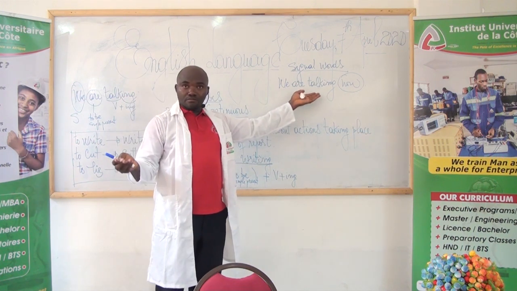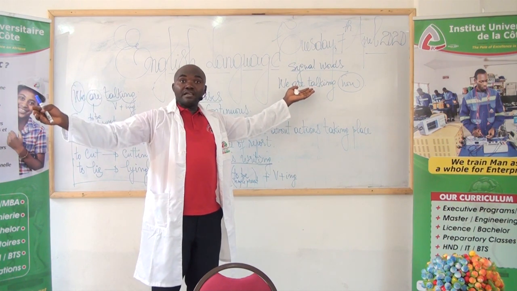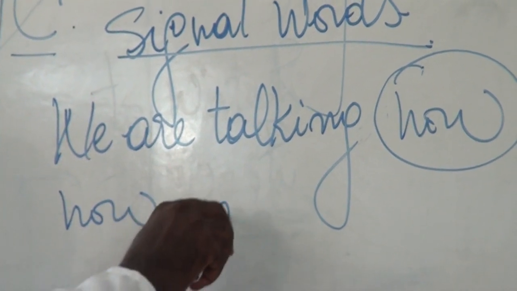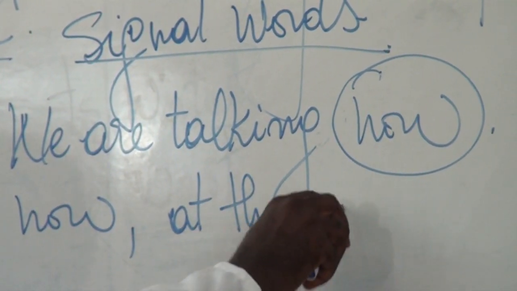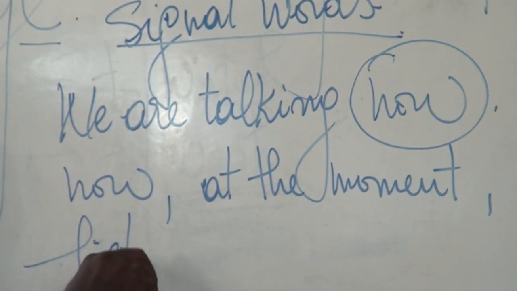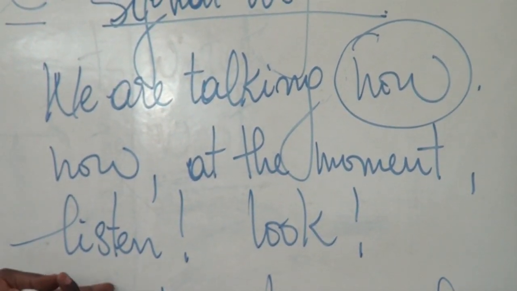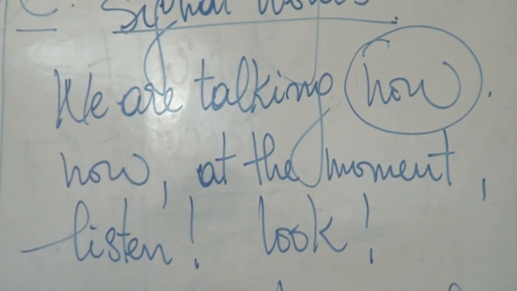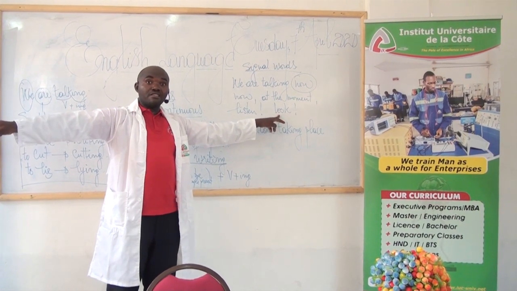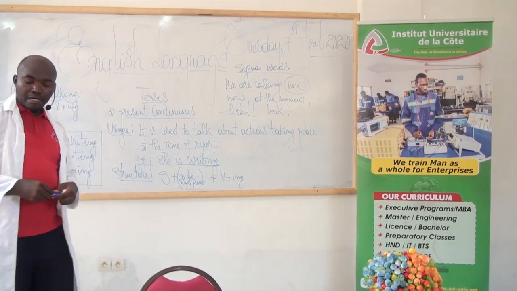Okay, there are other signal words, so words that go with the present continuous. For example, we can have now. We can have at the moment. We can have listen. We can have look. For example, we can say listen, your father is talking. We can say look, the baby is drinking dirty water, and many others.